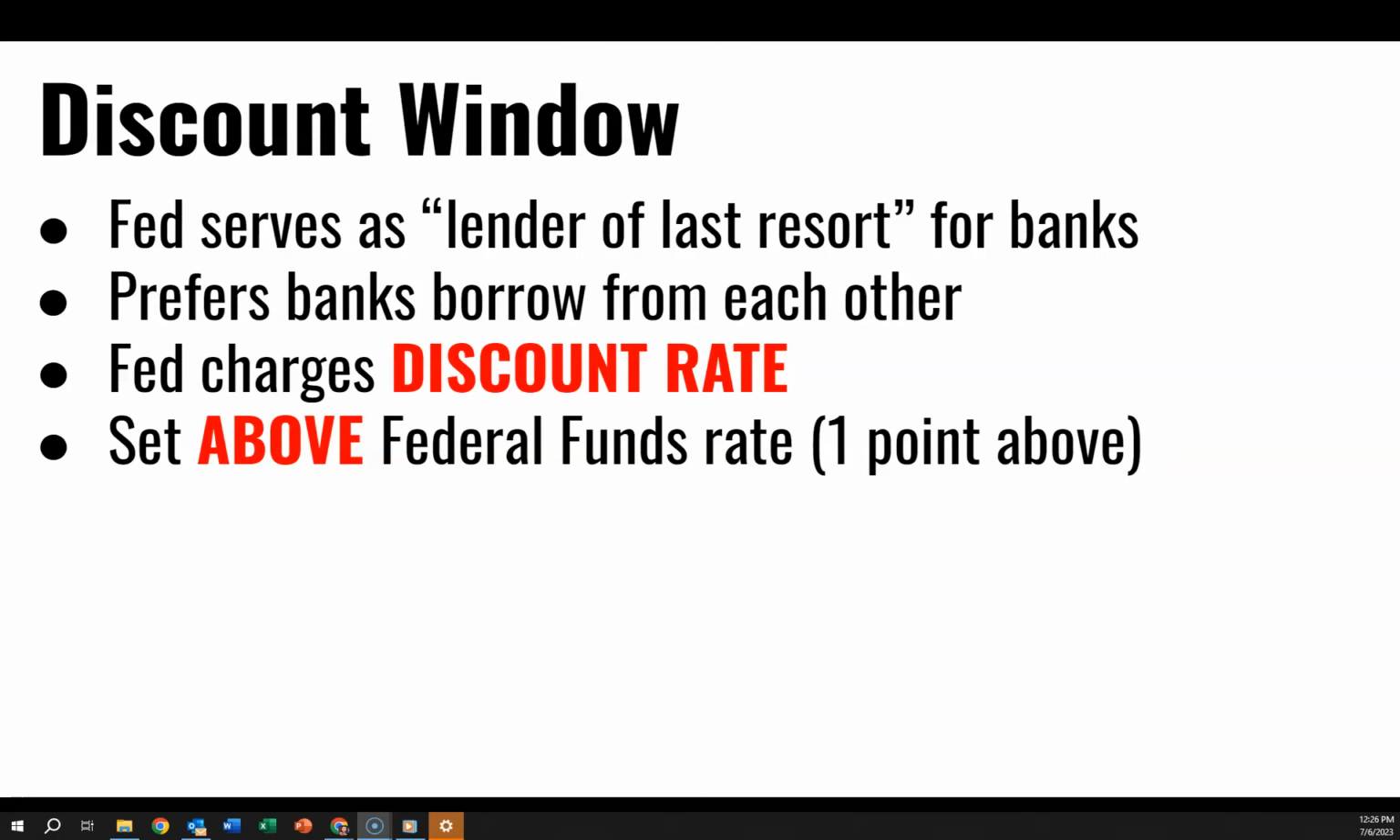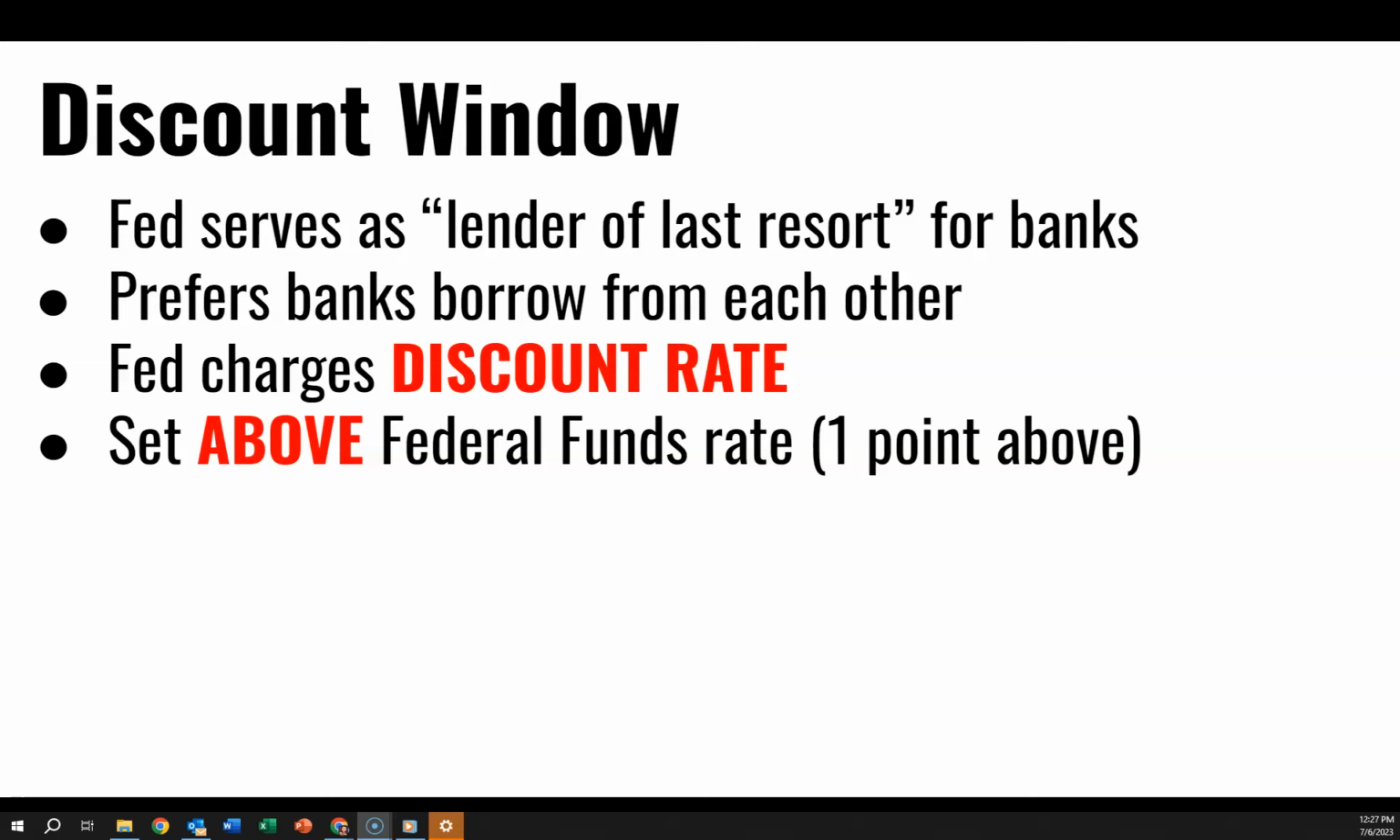Now, the Federal Reserve wants to be the lender of last resort. They don't want to have to meet all of the reserve requirements for all the local banks at once. And so they will try and incentivize the banks to borrow from each other first in the federal funds market by charging a higher interest rate than the federal funds rate. That higher interest rate was known as the discount rate. It was always about 1% above the federal funds rate.